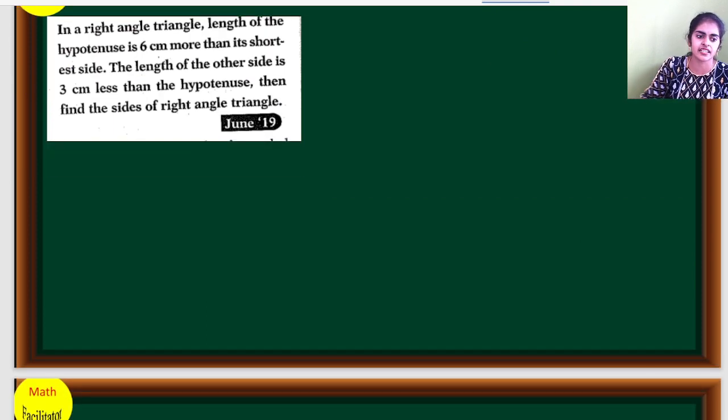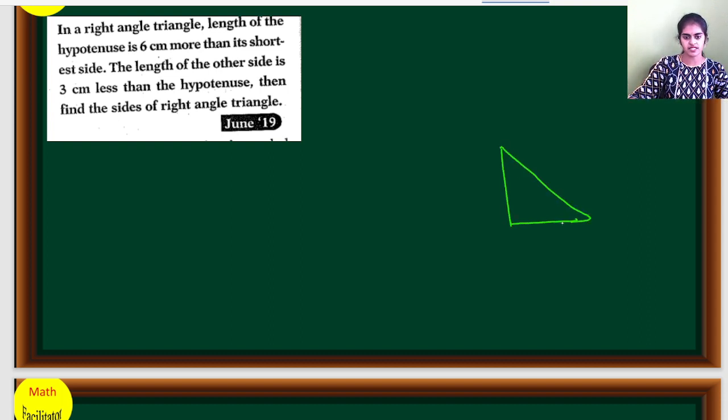In a right angle triangle, the length of the hypotenuse is 6 cm more than the shortest side. Suppose this is a right angle triangle. The shortest side, if I am taking it as x, then the hypotenuse is 6 cm more than the shortest side, so it is x plus 6.